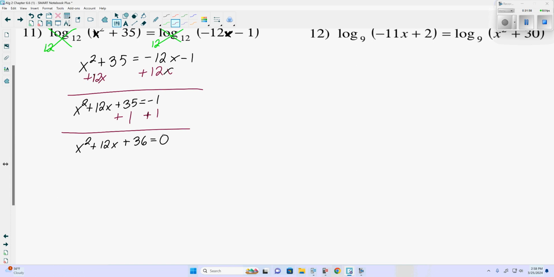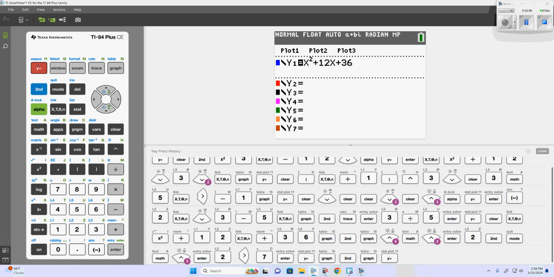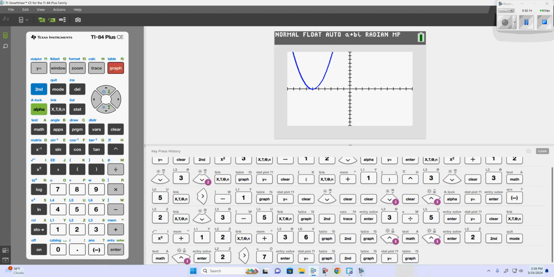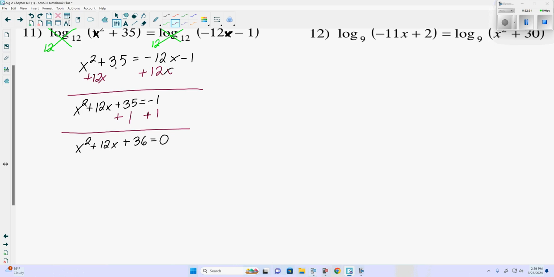Now, since we do have a quadratic, we can solve this by graphing, factoring, or the quadratic formula. If we wanted to graph it, incidentally, I already have it typed in: x squared plus 12x plus 36. Whenever we graph it, we're looking for where it crosses the x-axis. We're looking for what value of x makes the y value be 0. And if we look at the table, the x value that makes the y value be 0 is negative 6. So here the solution is x is equal to negative 6.